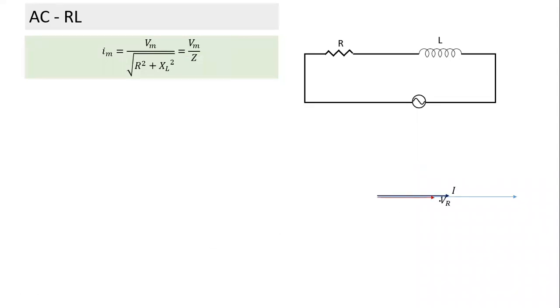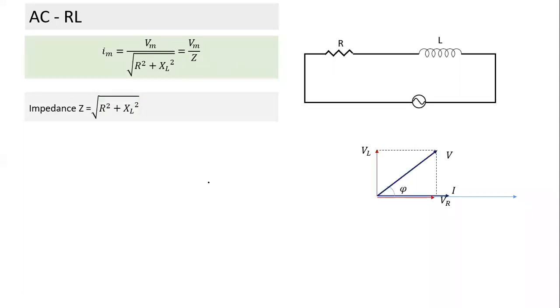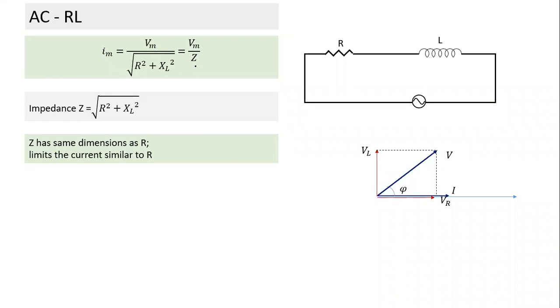Again, to repeat, impedance is Z equals the square root of R square plus XL whole square. Z has the same dimension as R. It also limits the current, similar to R. The higher the value of Z, the lesser is the amplitude of current. And now the only thing left is finding the value of phi here.